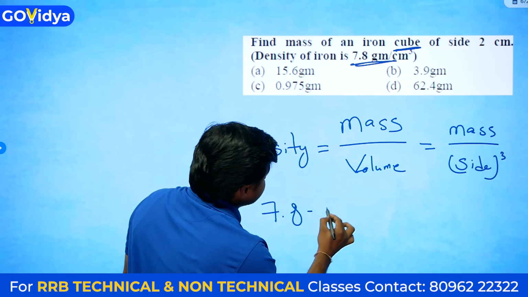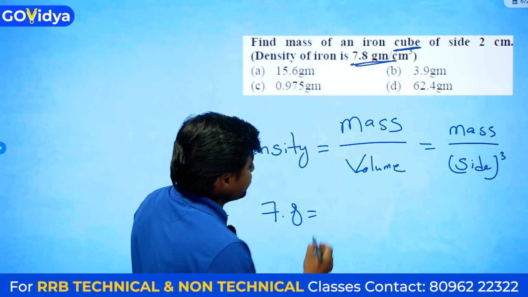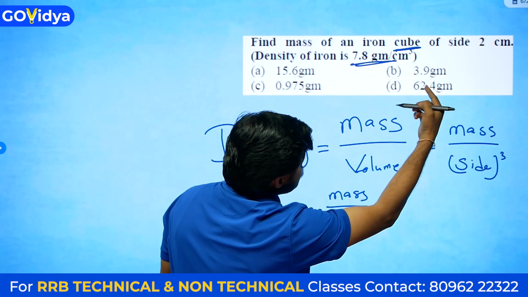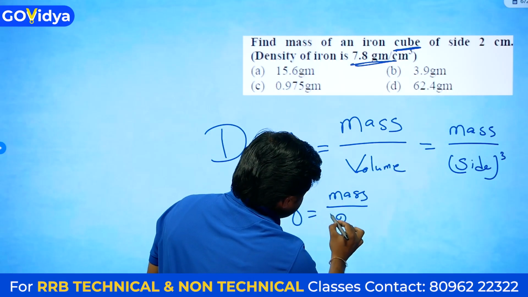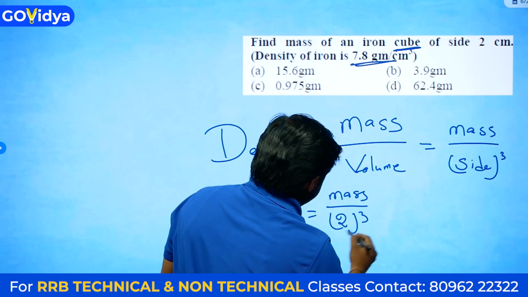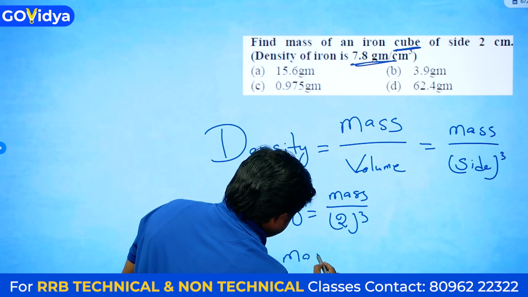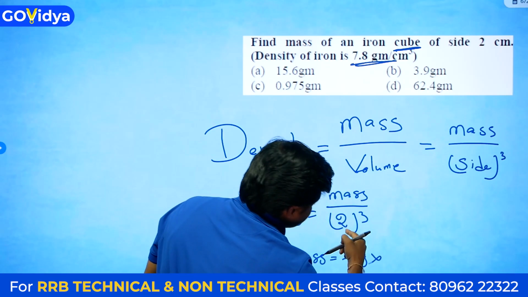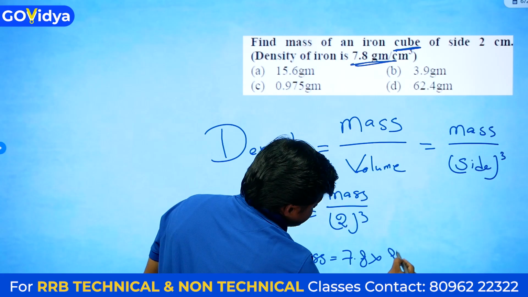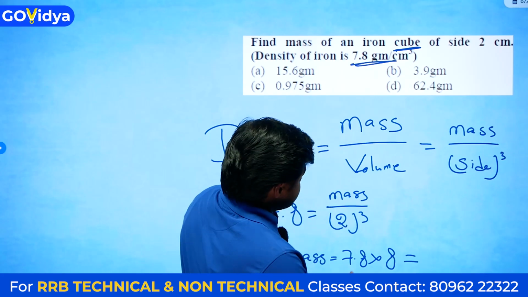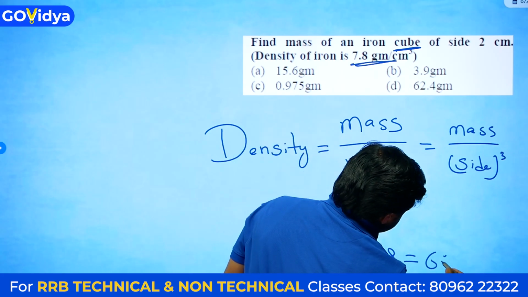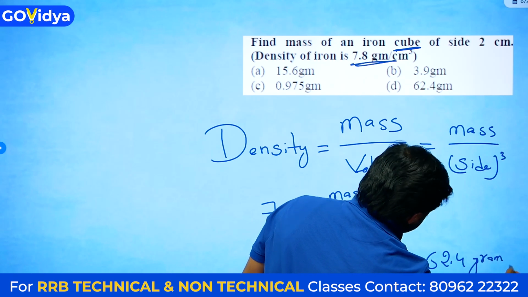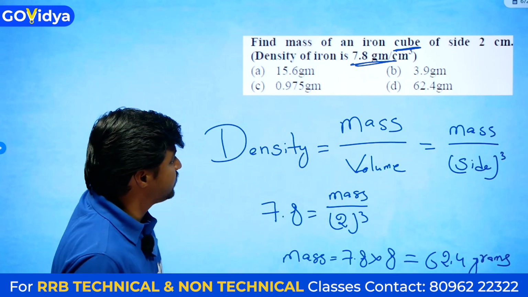7.8 is equal to mass of the body. We have to find mass by side cube, 2 centimeters cube. Okay, mass is equal to 7.8 into 2 power 3, which is 8. Okay, the answer is 62.4 grams. Option D is the correct answer.